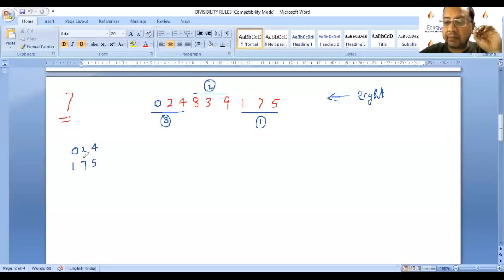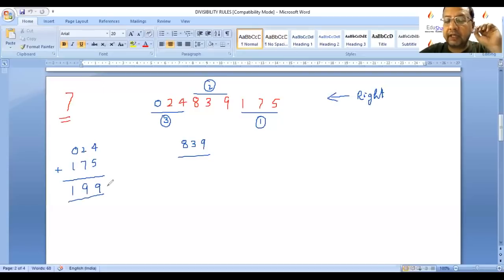So when you are separating the groups, just take care: you should separate the group placed at odd places and placed at even places, right? So I am clubbing the odd place group, that is 0 to 4 and 175, and the other is 839. So this is just one group, only the 839. Then add this: 4 plus 5 is 9, 7 plus 2 is 9, and this is 1, right?